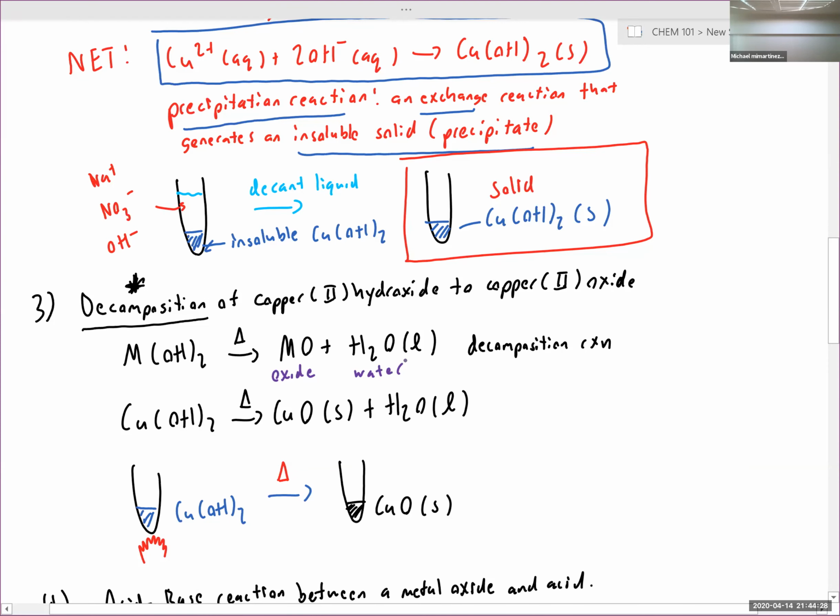So based on this general framework for a hydroxide decomposition, my question to all of you is, if I take copper hydroxide and I heat it, what two products will I receive? If I heat a metal hydroxide, I get a metal oxide and water. So what's our metal in this case? What's our metal that we're dealing with? Let's type that into the chat. What's our metal that we're dealing with? Copper. So then, what metal oxide will we make? What's the name of our metal oxide that we're making?